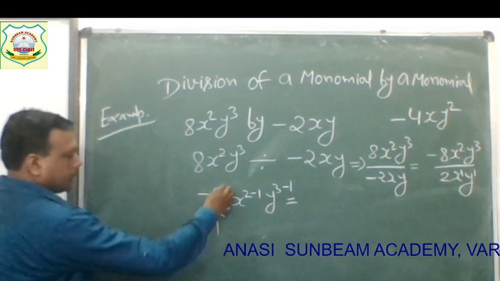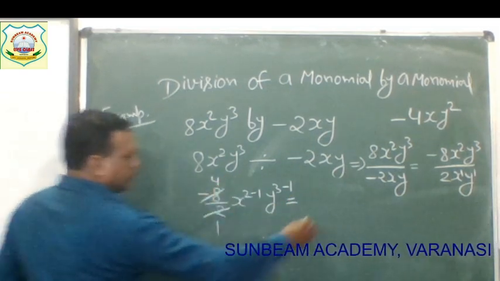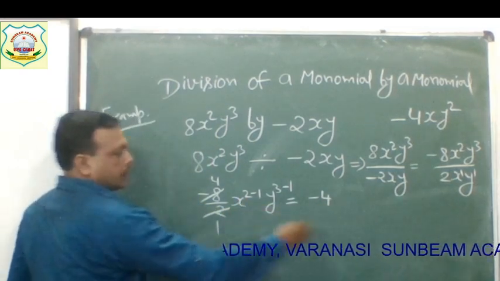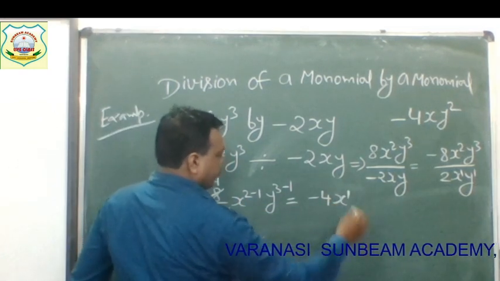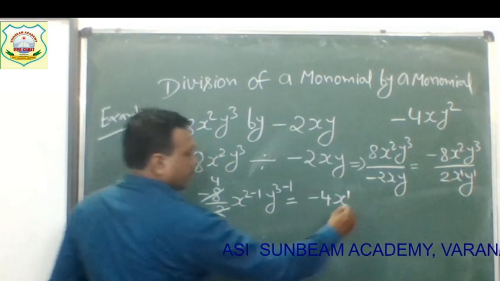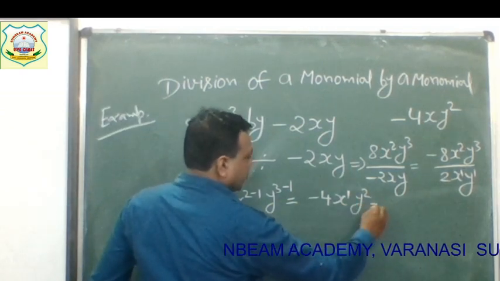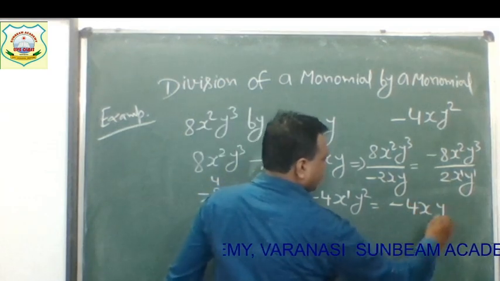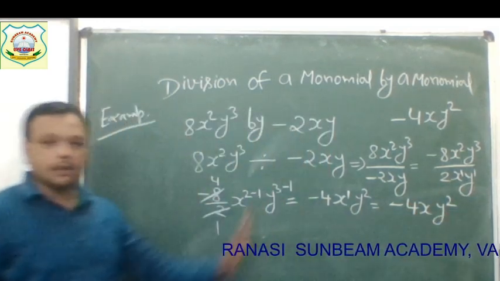2 1s are 2, that is 4, minus 4. And x power 2 minus 1, that is x power 1. And y power 3 minus 1, then y power 2. So the answer will be minus 4x y square. It will be your answer.